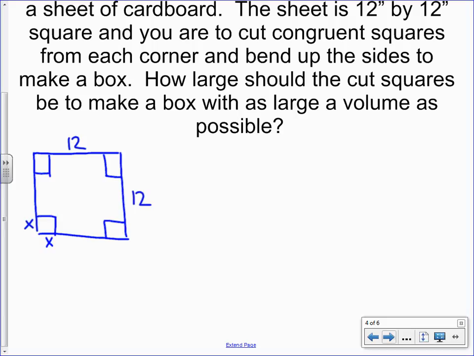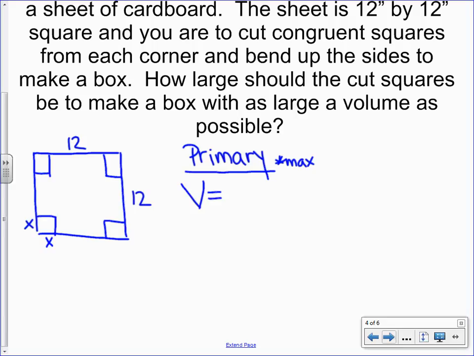So our primary equation needs to relate to whatever we're optimizing. So what are we trying to do? Are we trying to minimize or maximize? We are trying to maximize the volume. So I'm just going to make a note to myself that we're looking for a maximum of volume. Okay, so we need to write a volume equation.